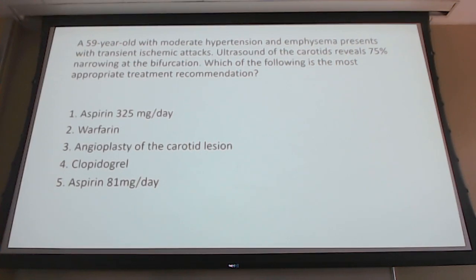All right, we have a 59-year-old with moderate hypertension and emphysema, presents with a transient ischemic attack. Ultrasound of the carotids reveals 75% narrowing at the bifurcation. Which of the following is the most appropriate treatment recommendation?